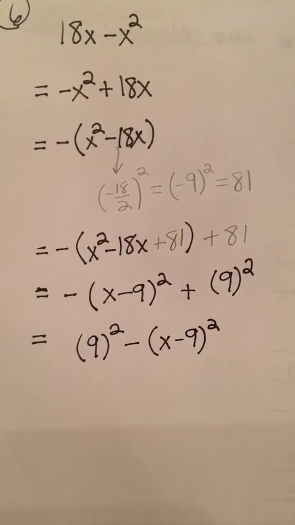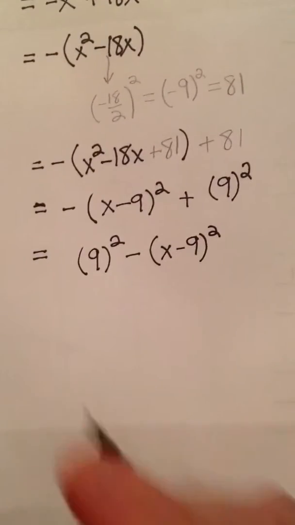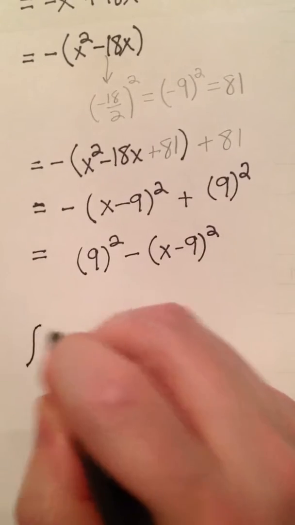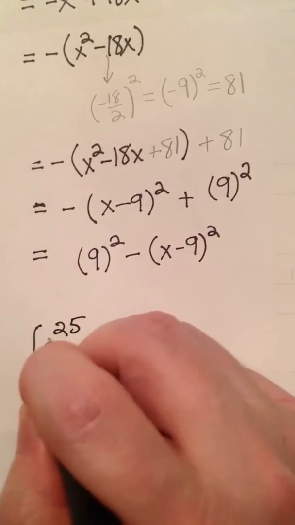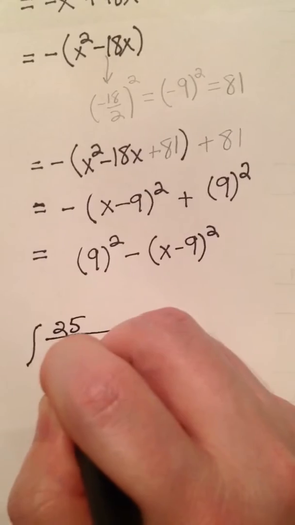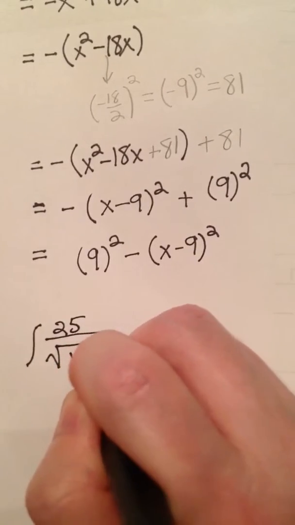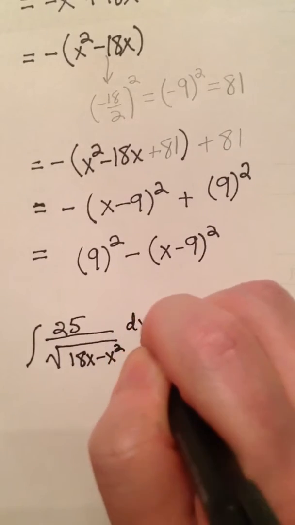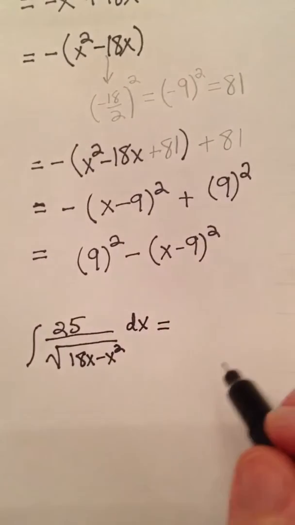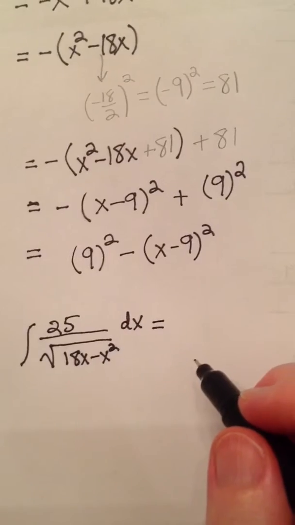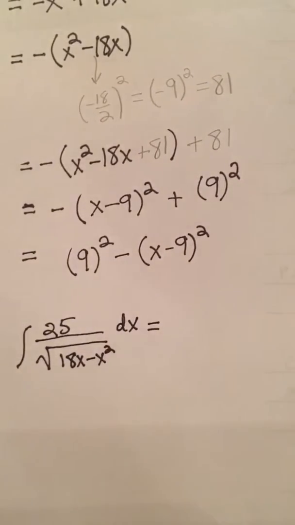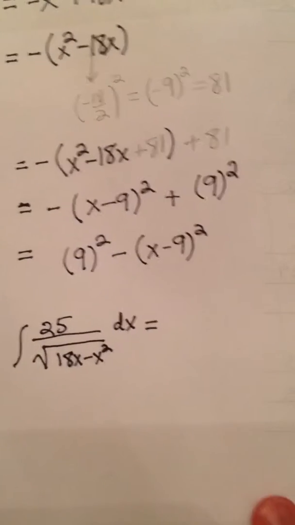And so for the integration problem that we have, we have 25 over the square root of 18x minus x squared dx. Now we have 18x minus x squared, and we have reduced this to 9 squared minus the quantity of x minus 9 squared.